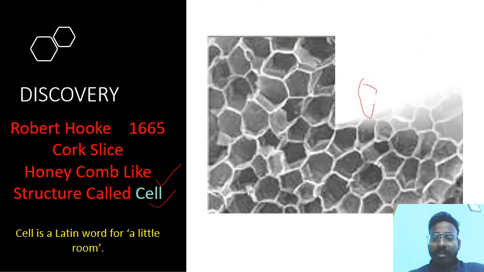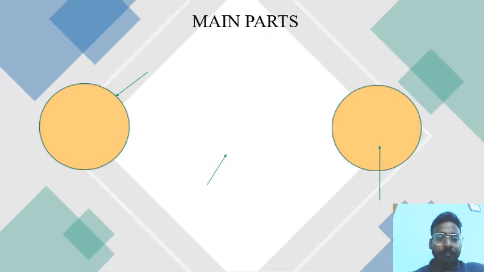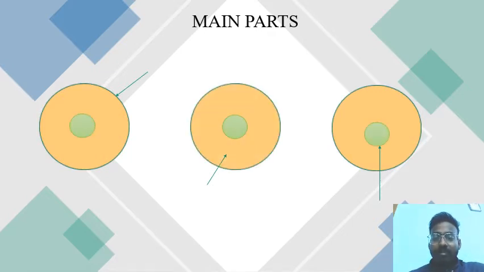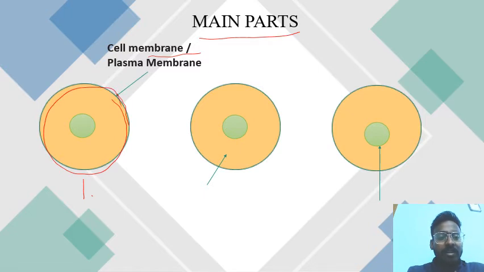So now moving to our next slide. Now let's see what are the main parts of the cell. When we talk about the main parts of the cell, firstly, in the first diagram you can see the cell membrane, the outer covering. This outer covering is called the cell membrane. It is also known as the plasma membrane.